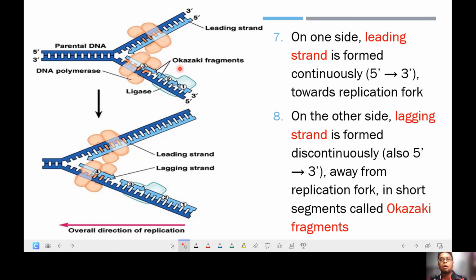Meanwhile, on the other side, the lagging strand will be formed. This is the type of DNA strand which is formed discontinuously, even though it is also formed 5' to 3' away from the replication fork. What we see here will be the formation of short segments of DNA, which are known as the Okazaki fragments.